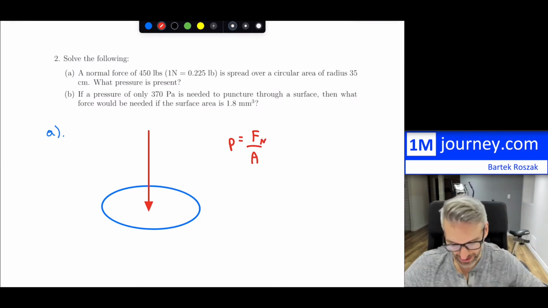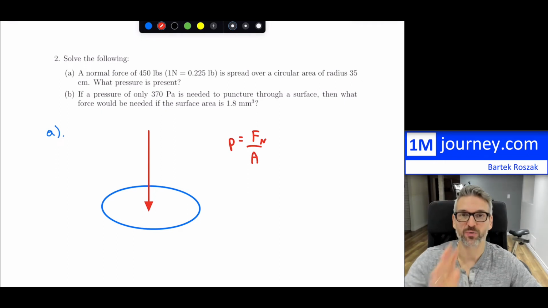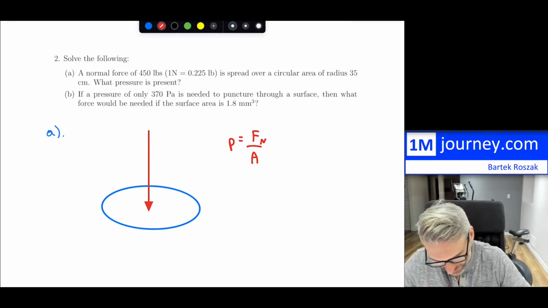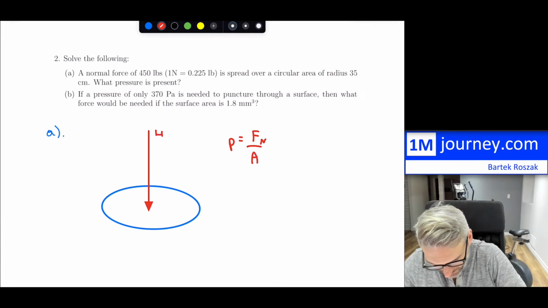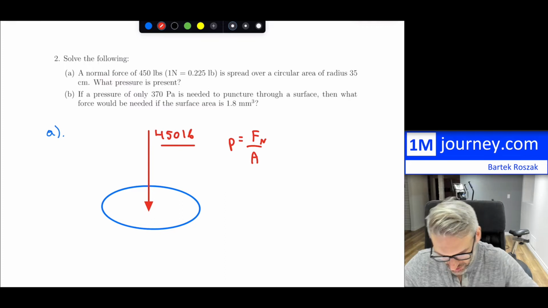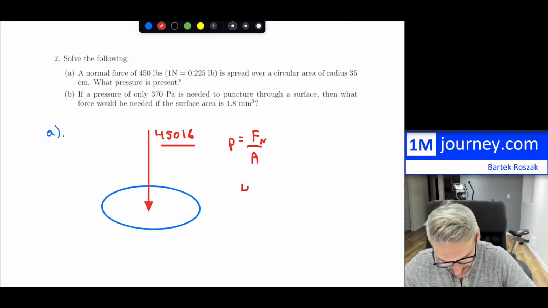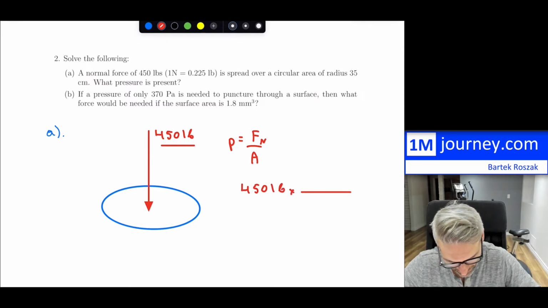So we don't want it at an angle. If it is at an angle, we need the actual perpendicular component. So within here, this is 450 pounds that we have. We can certainly change this to newtons because they give us the unit conversion there. So 450 pounds multiplied by 0.225 pounds per 1 newton.